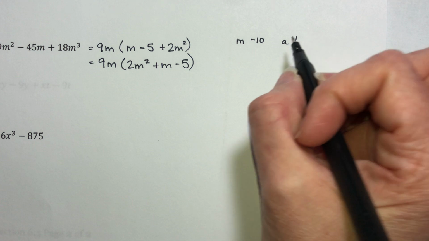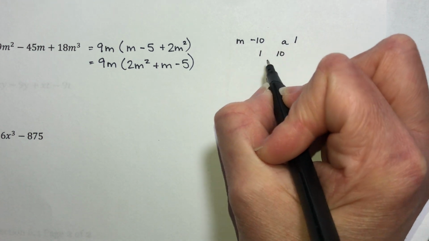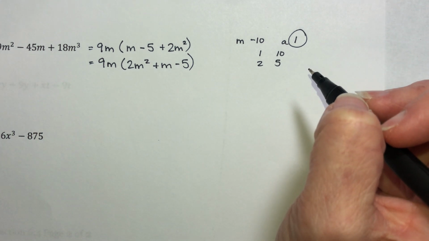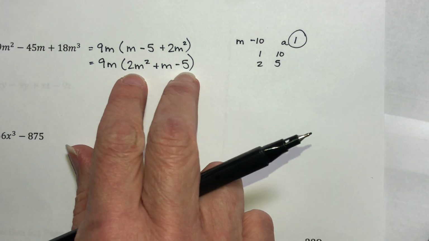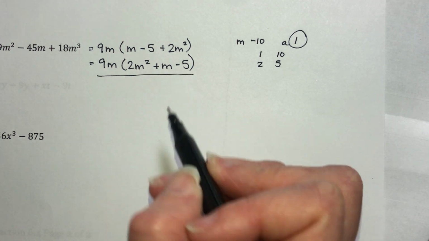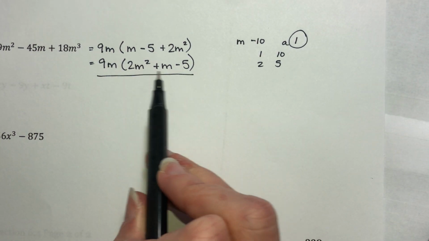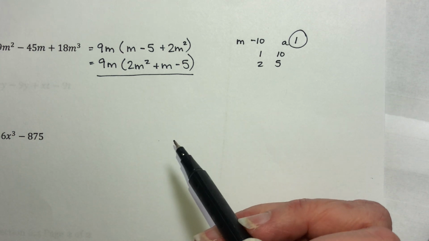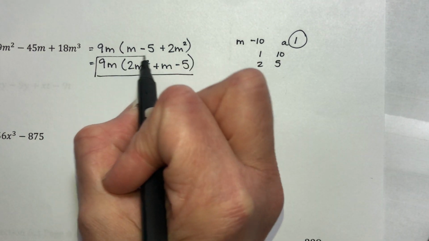The only things that multiply to a 10 are 1 and 10 and 2 and 5, and there's no way to get a 1 out of either of those. So what we've just found is that this does not factor any further. This whole thing is my answer. If this did factor further, I would definitely need to do that. So this is your answer.